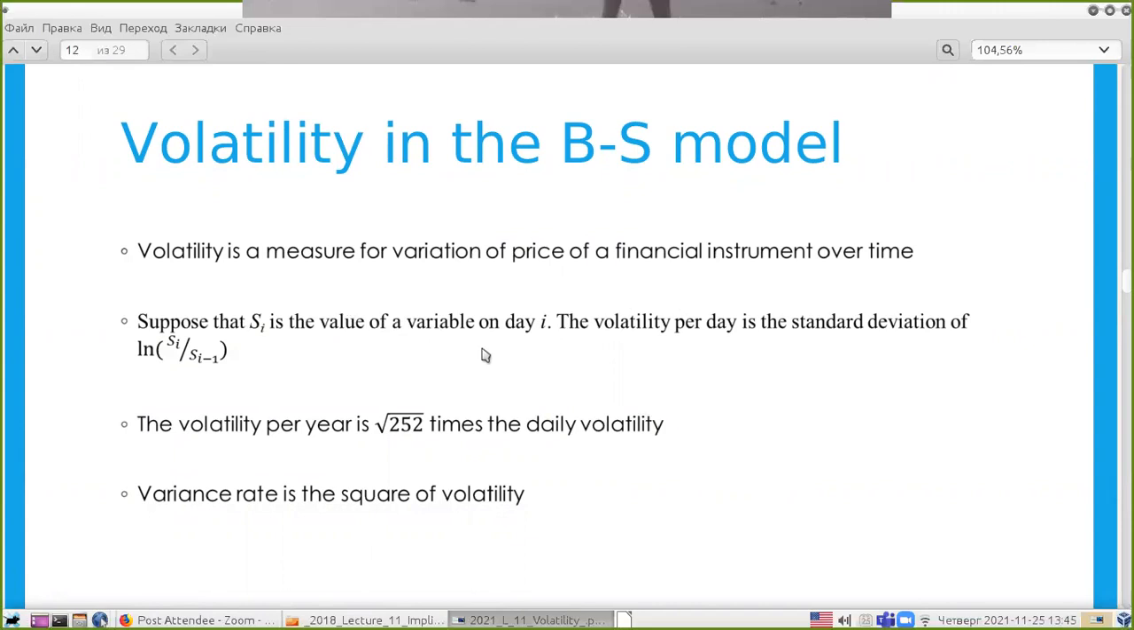It is on this slide. You can see how we can calculate this volatility. The volatility per day is the standard deviation. The volatility per year is 252 times the daily volatility, and after that we should take a square root.